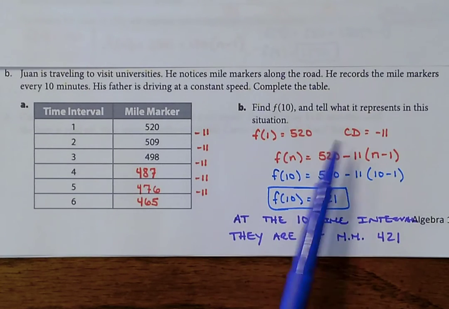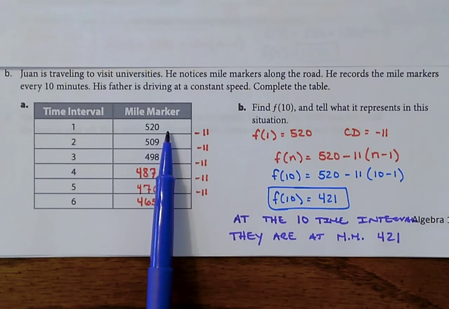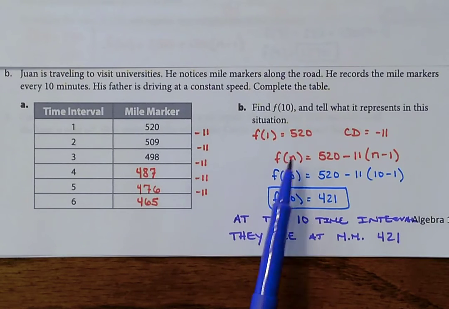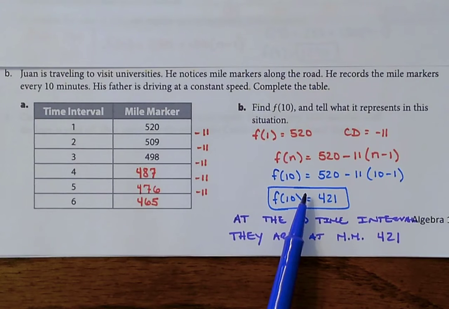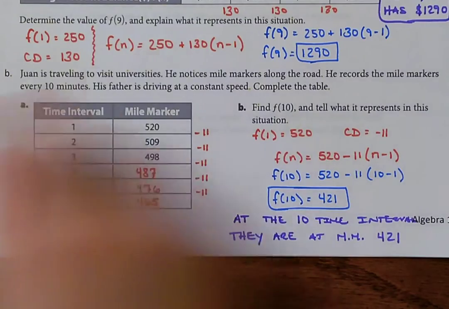So again, go through and figure out what your first term is, your common difference, write your explicit rule, plug in for whatever term they want you to find, and then just state what it means in that situation. Okay, so that is it for example 2. Now we have 2 more examples yet to go, and it's running through similar stuff, but just different situations, and they look a little different. So let's go ahead and take a look at example 3.